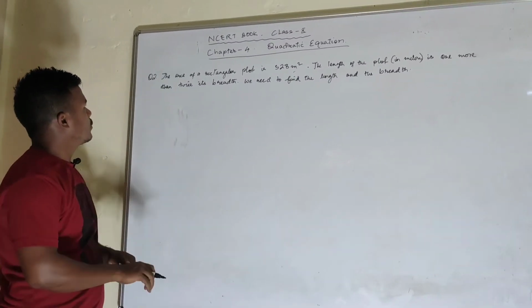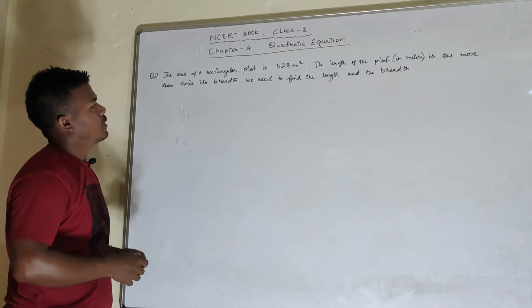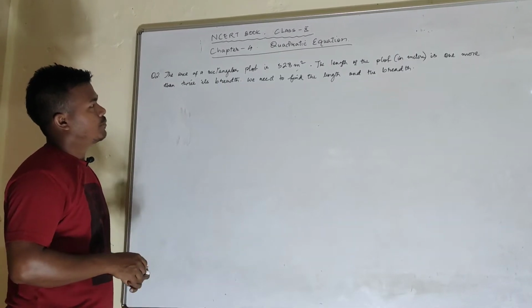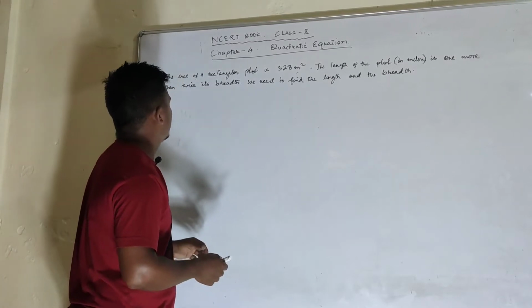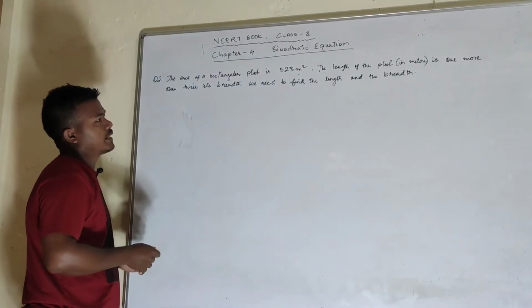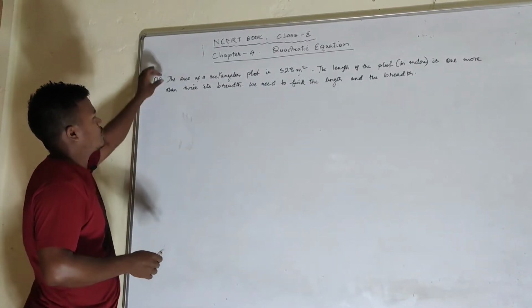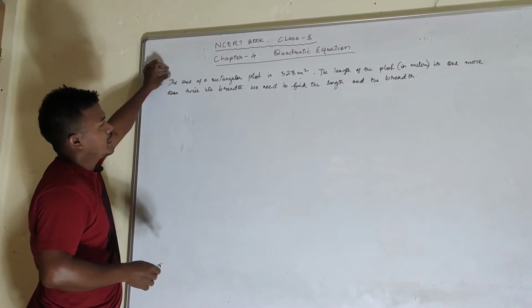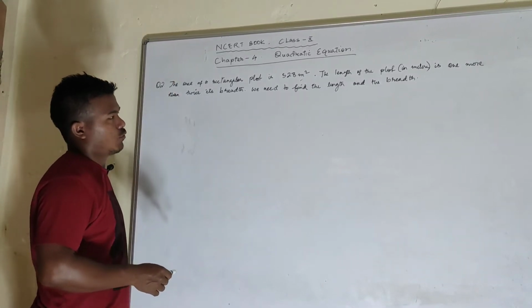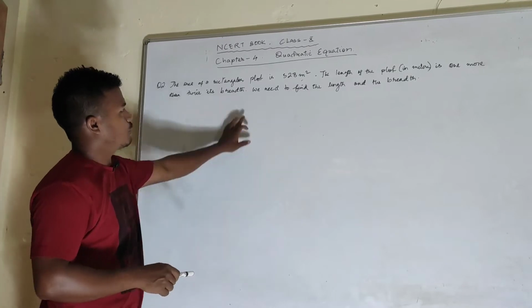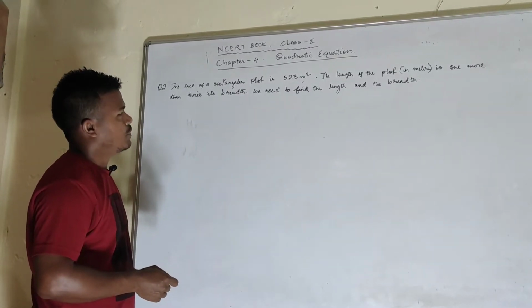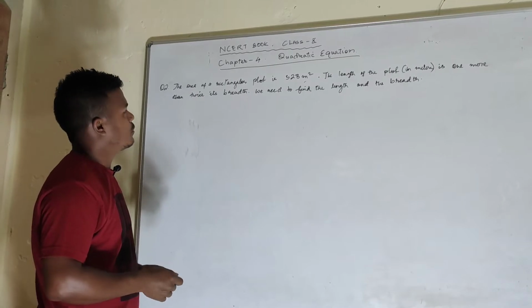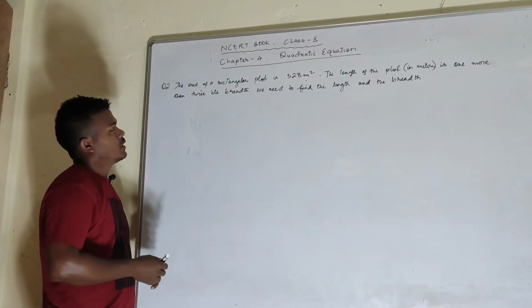I will just read it out. The area of a rectangular plot is 528 meters square. The length of the plot in meters is 1 more than twice its breadth. Actually, the question asks to represent this situation in the form of a quadratic equation. But at last, we need to find the length and the breadth of this rectangular plot.